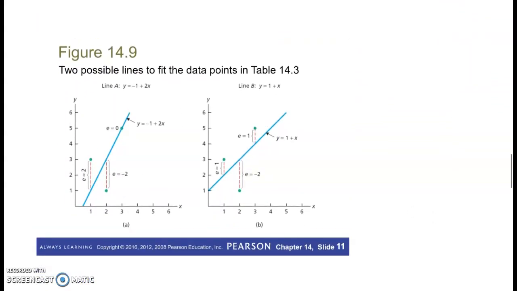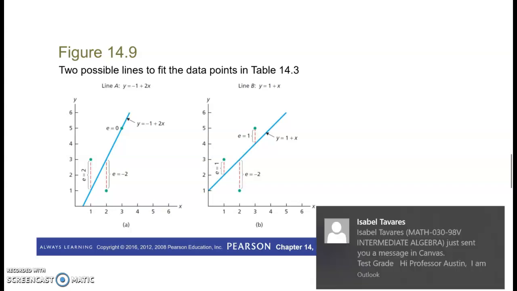But notice, I could build different regression lines that look like they fit those 3 data points. So here's 2 perfect examples. A line could be built that looks like it fits, the regression line that is -1 plus 2x. Then a line could be built that also looks like it fits those 3 points, that is 1 plus x. The question becomes, which of those 2 lines is the better fit?